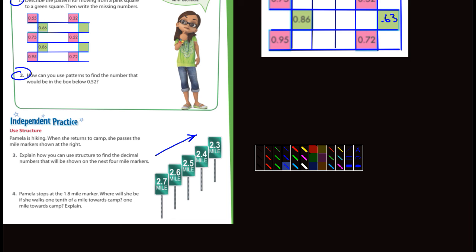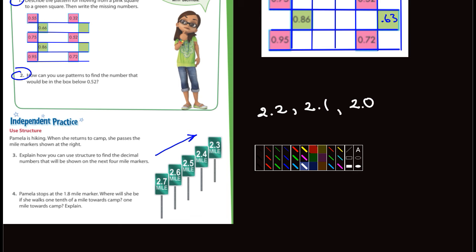So 2.7, 2.6, 2.5, 2.4, 2.3. What do you think it would be then after 2.3? Probably 2.2, and then 2.1, and then what? Then 2.0. Okay. The next 4 mile markers.